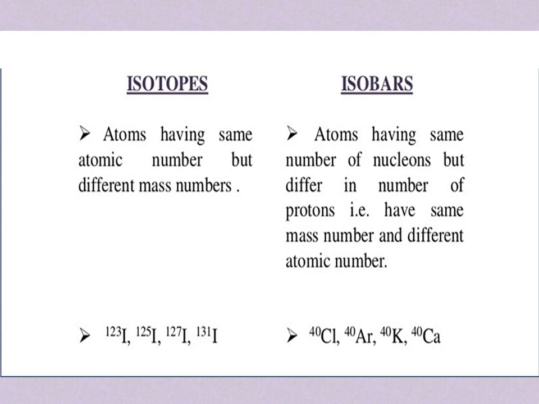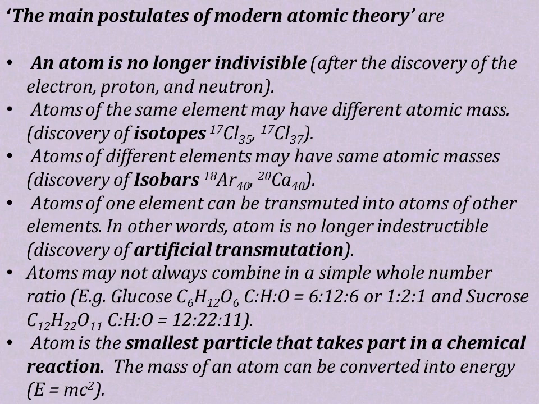Atoms of one element can be transmuted into atoms of other elements. In other words, atom is no longer indestructible. This is the discovery of artificial transmutation, transferring of atoms from one element to another element. Atoms may not always combine in a simple whole number ratio. For example, glucose is in the ratio of 6:12:6 or 1:2:1. Another example is sucrose. It is in the ratio 12:22:11. So they do not form simple whole number ratios.